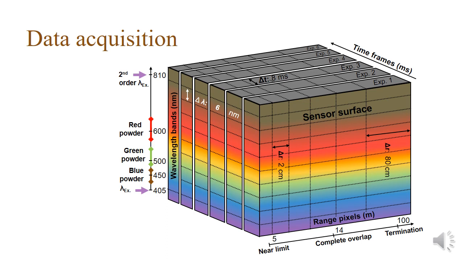In order to remove all the background signal, the laser is multiplexed, and every other exposure is with the laser on and off. Hence, the background can easily be removed with interpolation. The spectral resolution is around 6 nanometers, time resolution around 8 milliseconds, and the range resolution varies from around 2 centimeters to 80 centimeters, depending on the range.